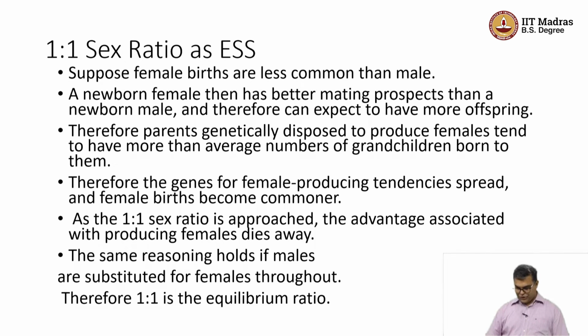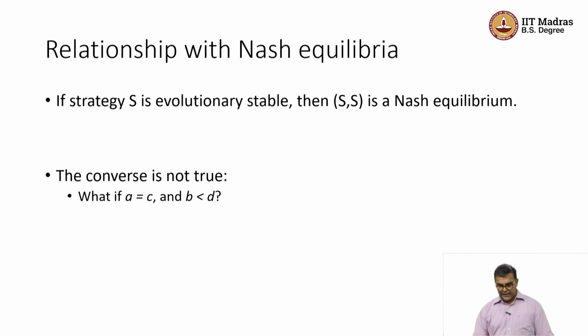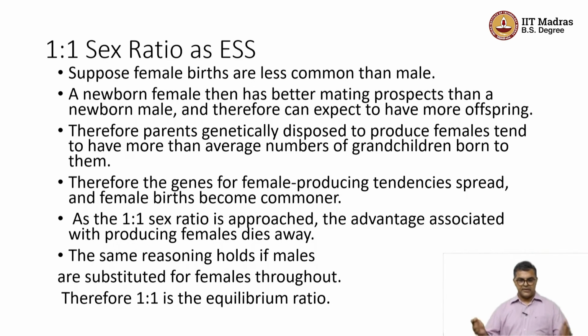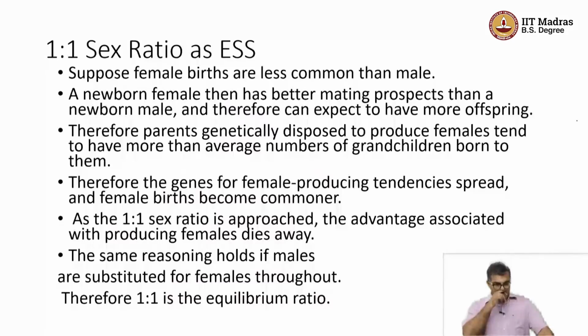but unfortunately the converse is not true. Let me give you one example, the sex ratio as an evolutionary stable strategy. Again, I am not getting into the full mathematics, but just to tell you that in most of the animals you look at, including humans, male and female ratios are close to 1 to 1. So, how can we justify it? There is evolutionary stable logic there. Suppose female births are less common than male.